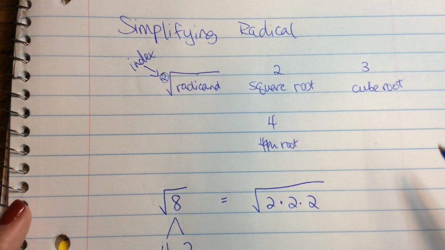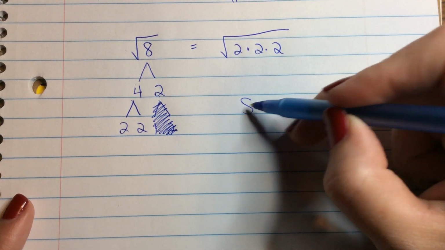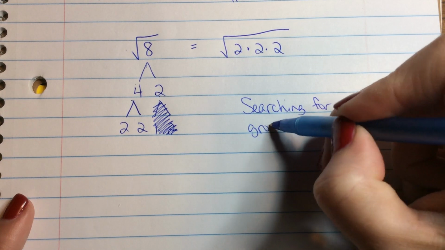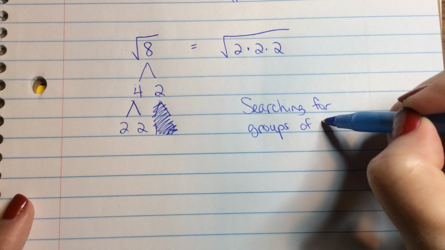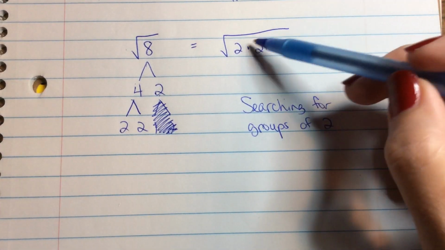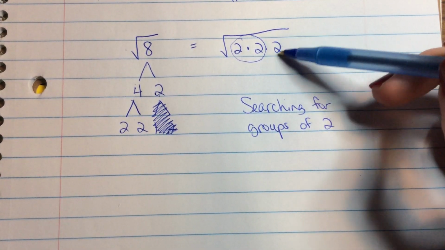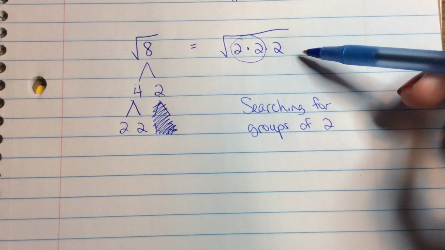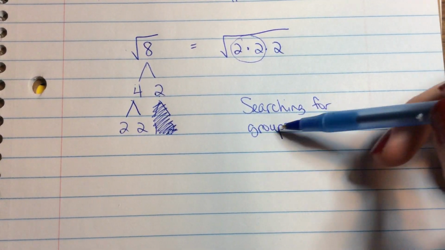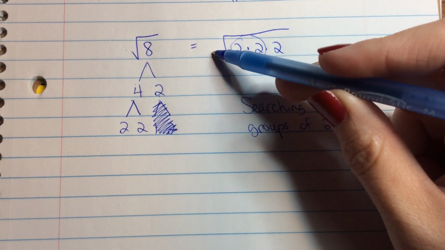Because the index is 2 on a square root, we are searching for groups of 2. So let's write that down. We're searching for groups of 2. Or pairs, if you want to talk about it like that. So I've got a pair of 2's. And then this one's by itself. It doesn't have another 2 to pair up with it. And that's fine. Once I find a group of 2, then that group comes out front.